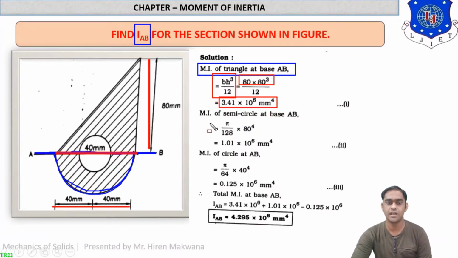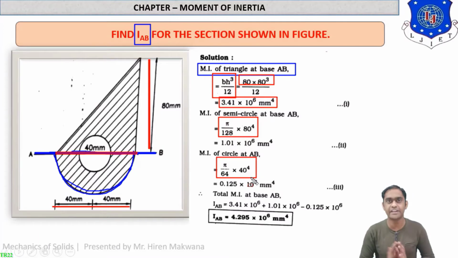Now moment of inertia of this semicircle will be equal to pi by 128 d raised to 4. Remember that formula for the circle is pi by 64 d raised to 4. So for the semicircle, formula will be half of the circle. Means what is half of the pi by 64? It is not pi by 32. It is actually pi by 128. Okay, 64 into 2, pi by 128.